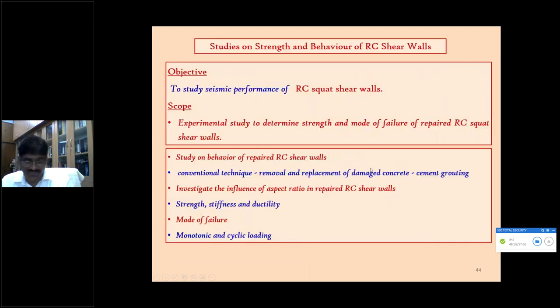Okay. So, if you give me 5 minutes, very quickly. So now that is the general part. It is how to analyze and design the shear walls.